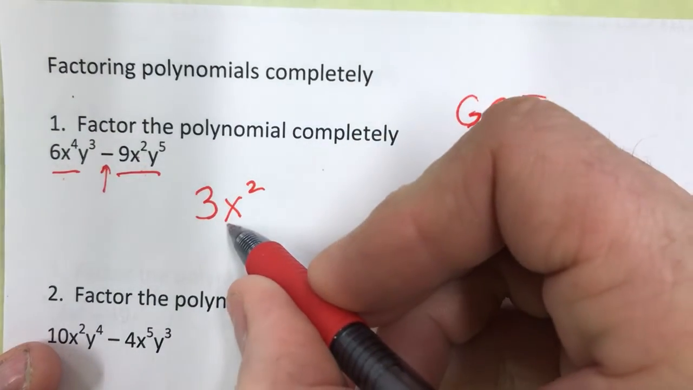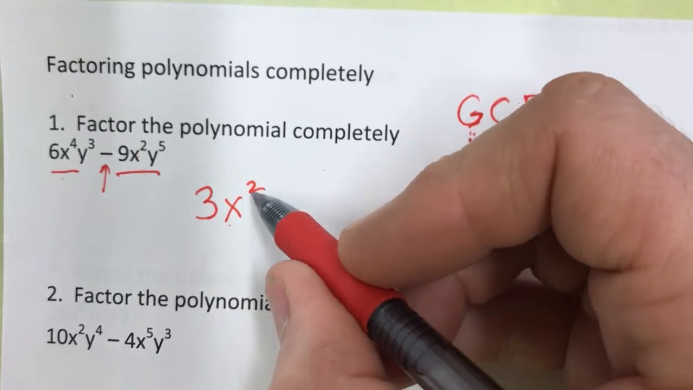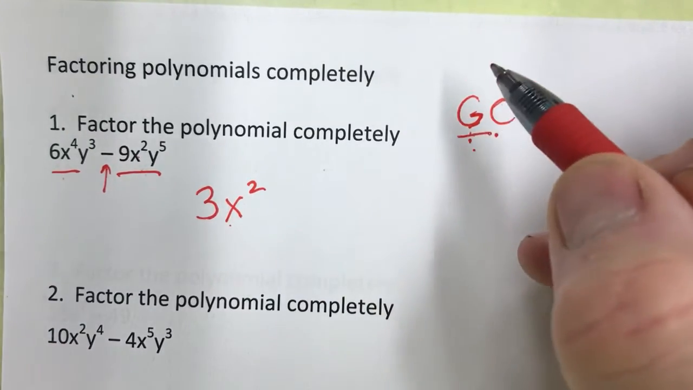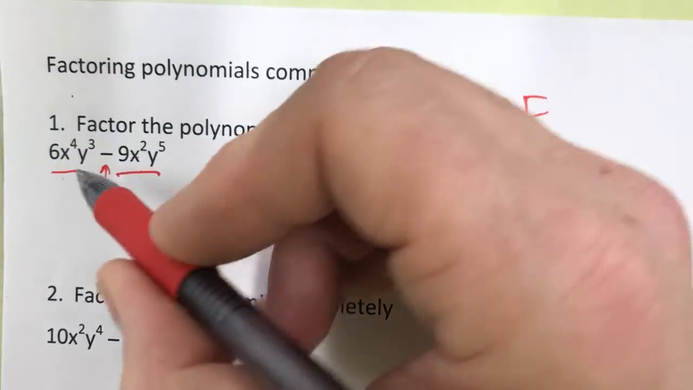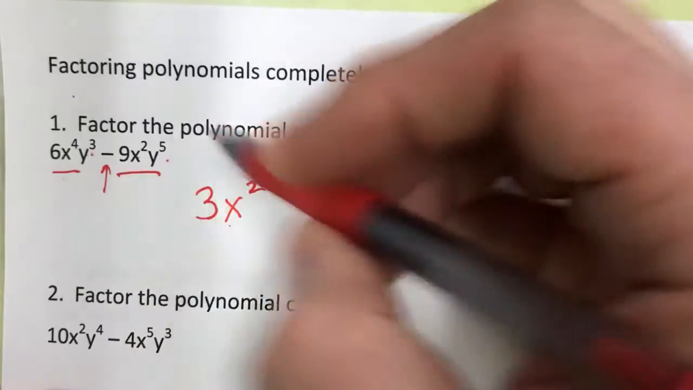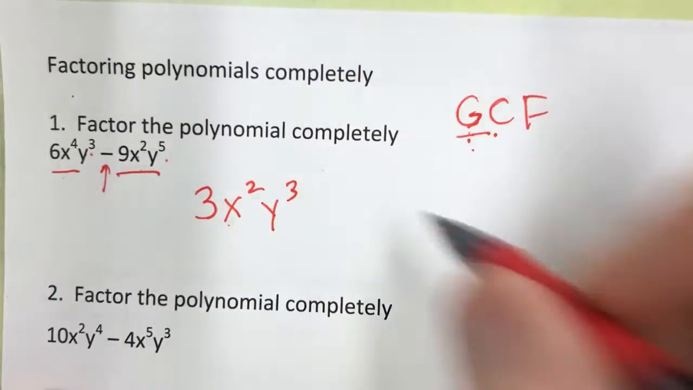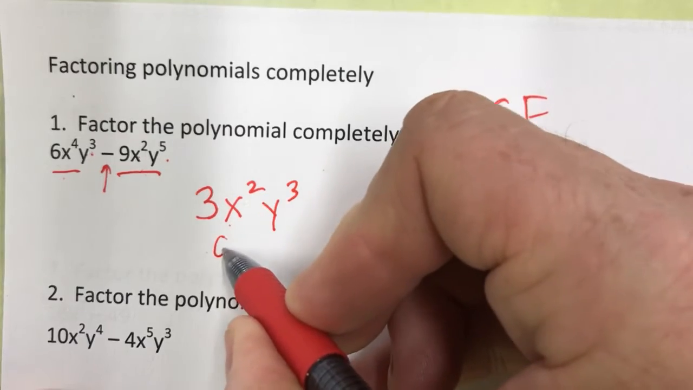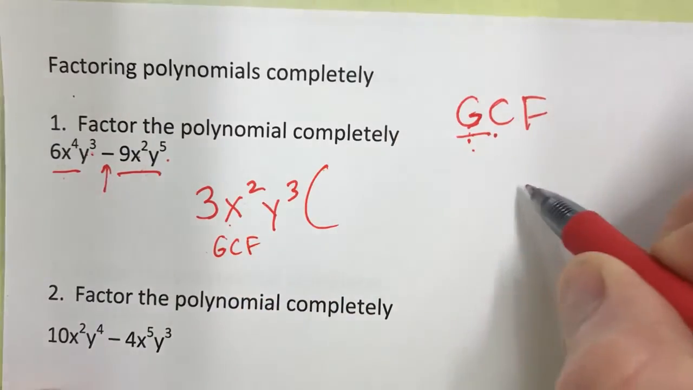Now, when you do variables, it's actually the lowest power. The lowest is the greatest, if that makes sense. If I look at my y's, they both have 3. 3 is the lowest, so y to the 3 is what they both have. And so this right here is my greatest common factor. All right, now I got to factor it out.